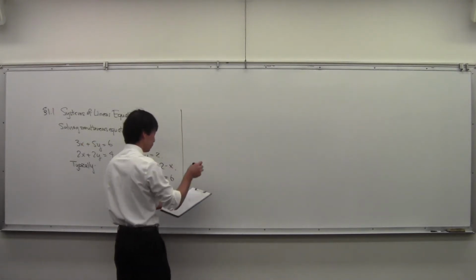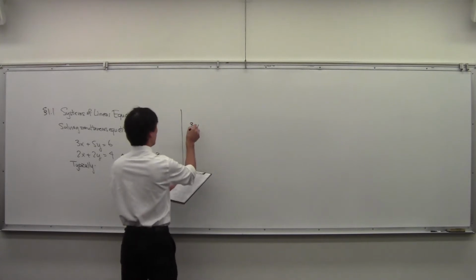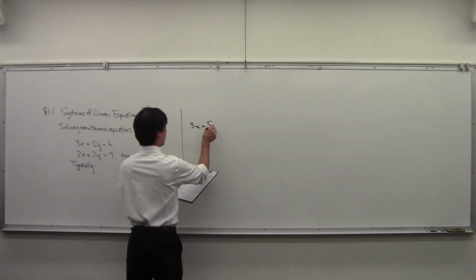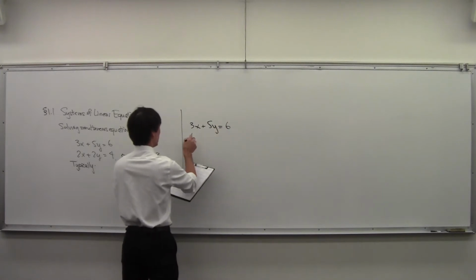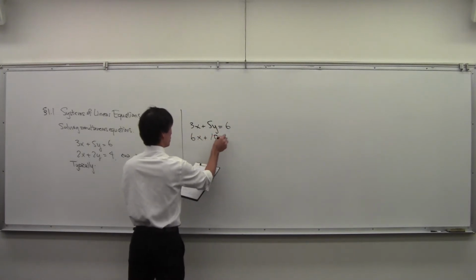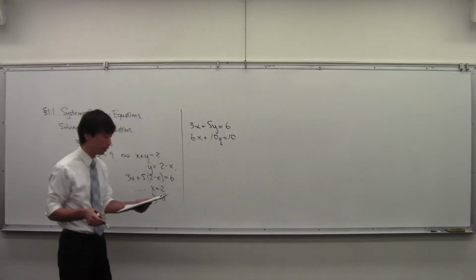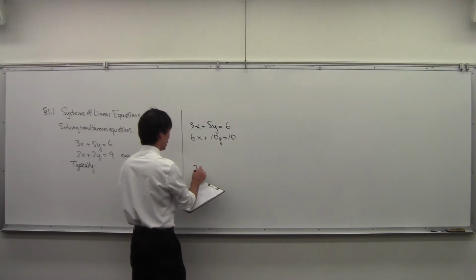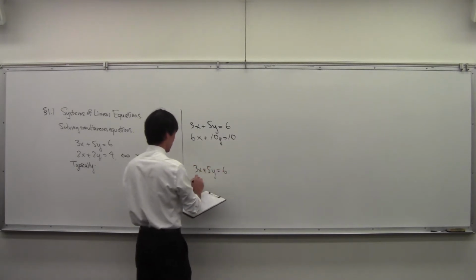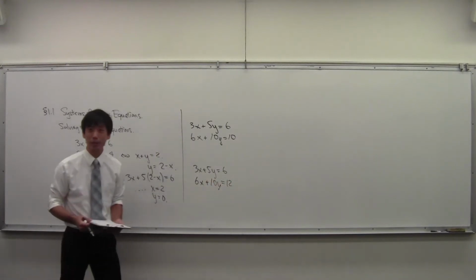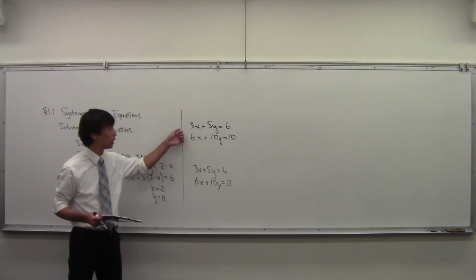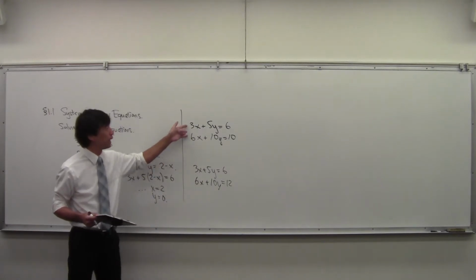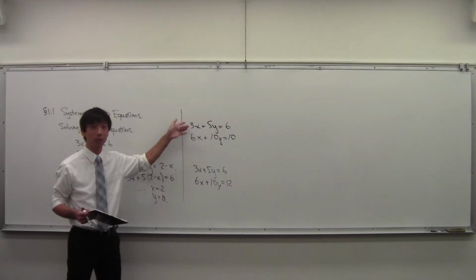But maybe you felt like making your own problems, and you said, okay, maybe you have something like this: 3x plus 5y equals 6, 6x plus 10y equals 10. So maybe you're adventurous and you think, okay, I'm going to make my own system of equations, and you start to try to solve them. So what happens when you make this system of equations? What would happen if you tried to solve it?